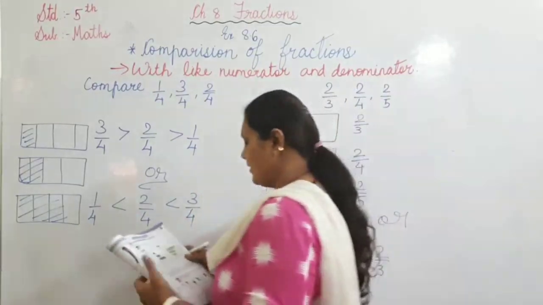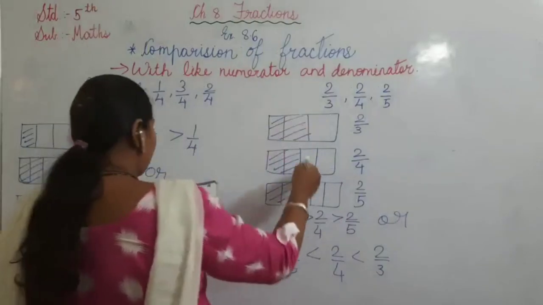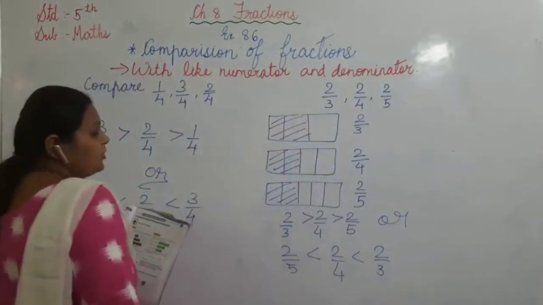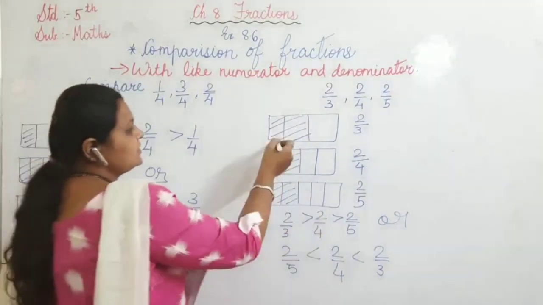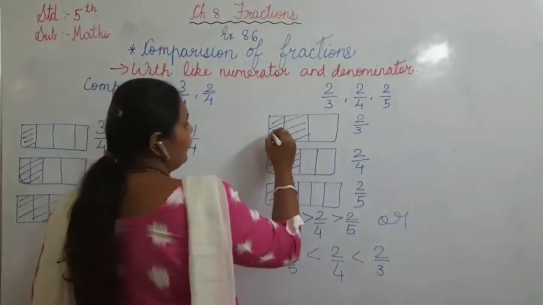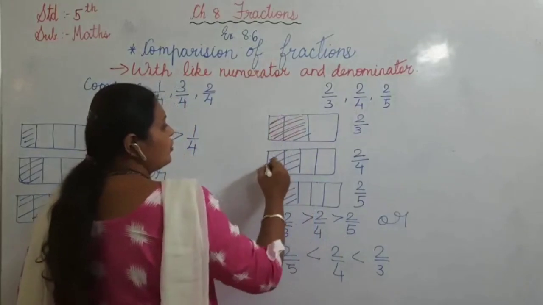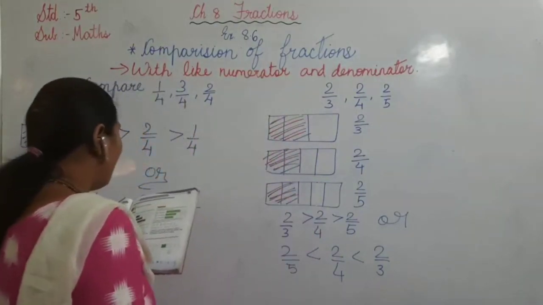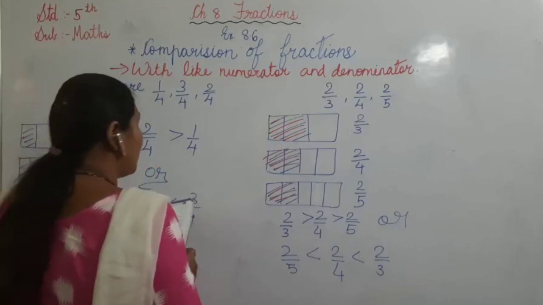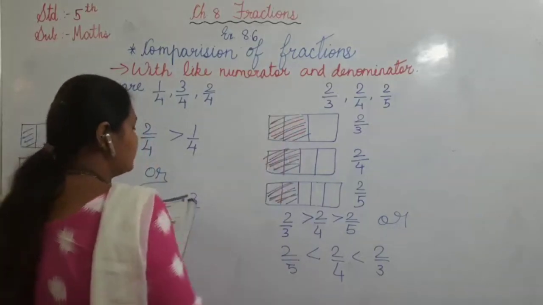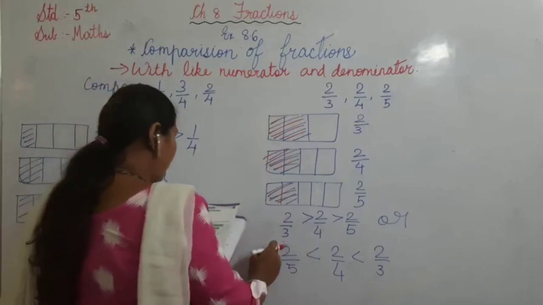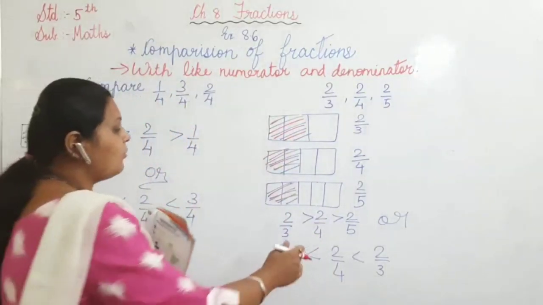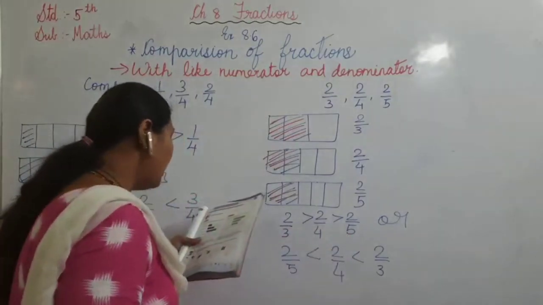Now let's see the next example. These strips of equal lengths are divided into different parts. First is 2 upon 3. Here 2 parts are colored. Then 2 upon 4 and then 2 upon 5. When we observe the colored parts of these strips, we can find that 2 upon 3 is greater than 2 upon 4, and 2 upon 4 is greater than 2 upon 5.